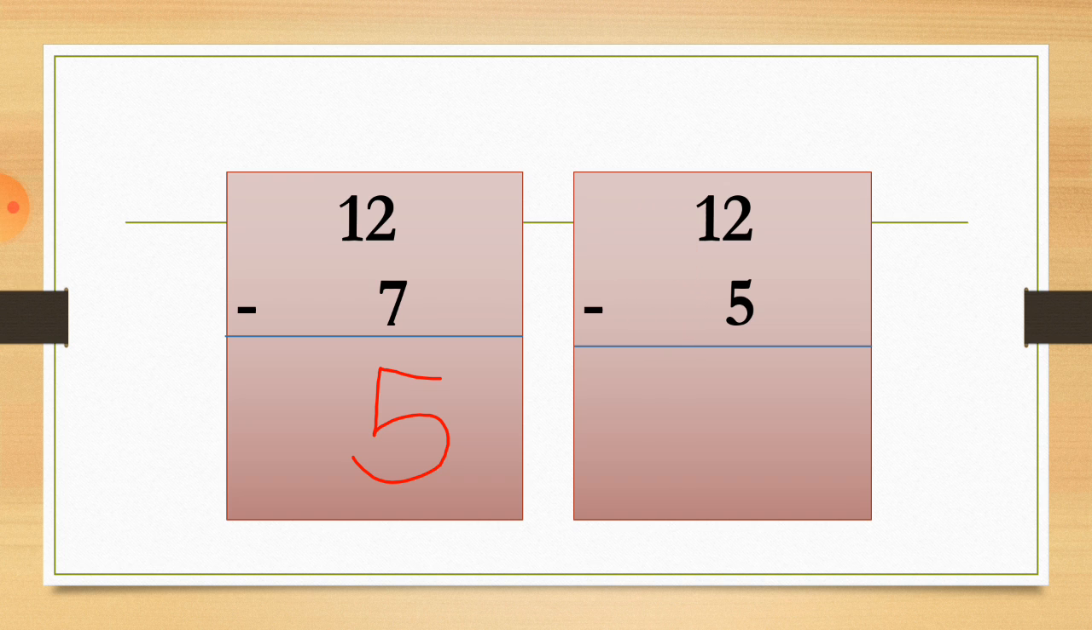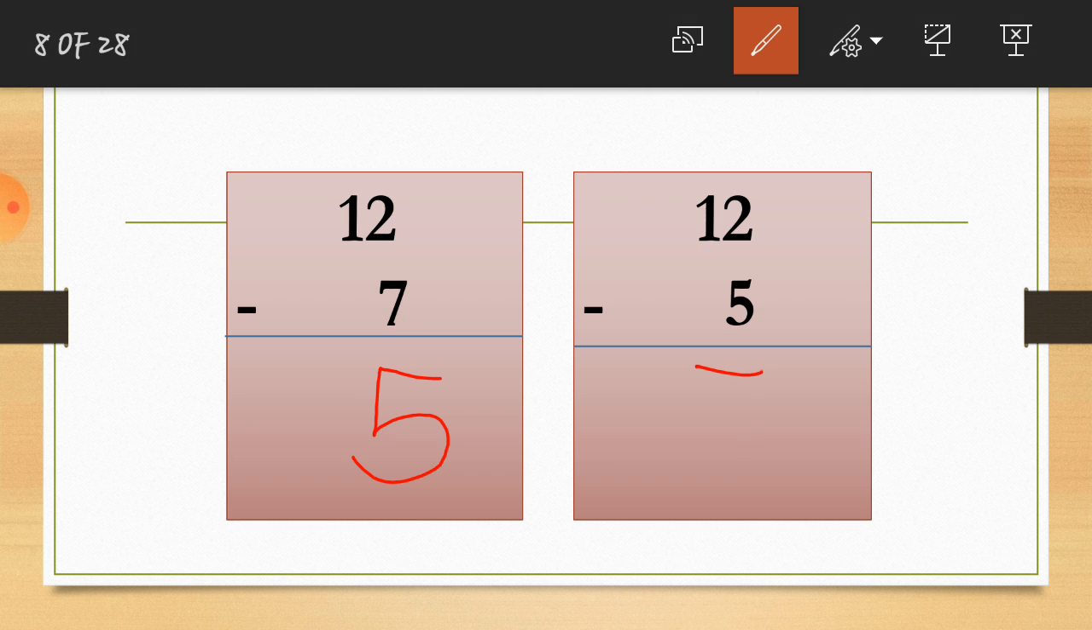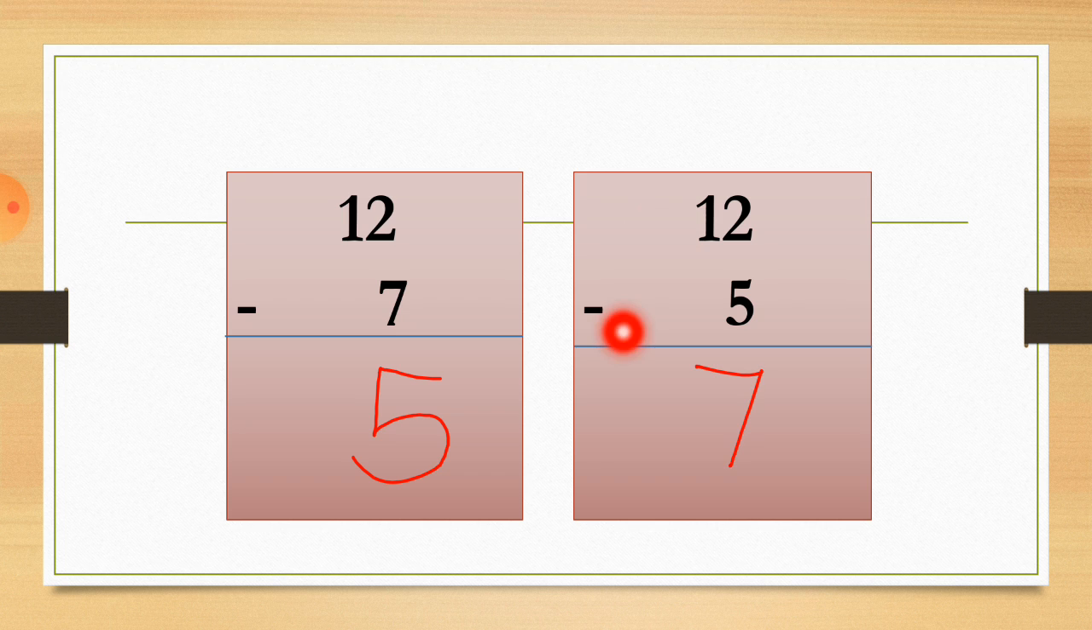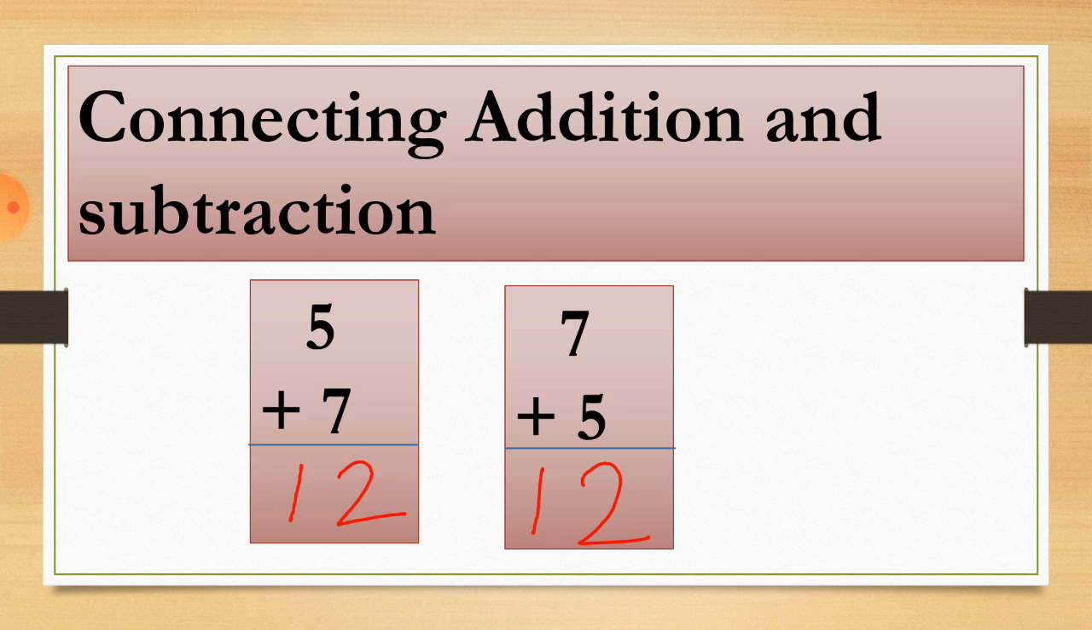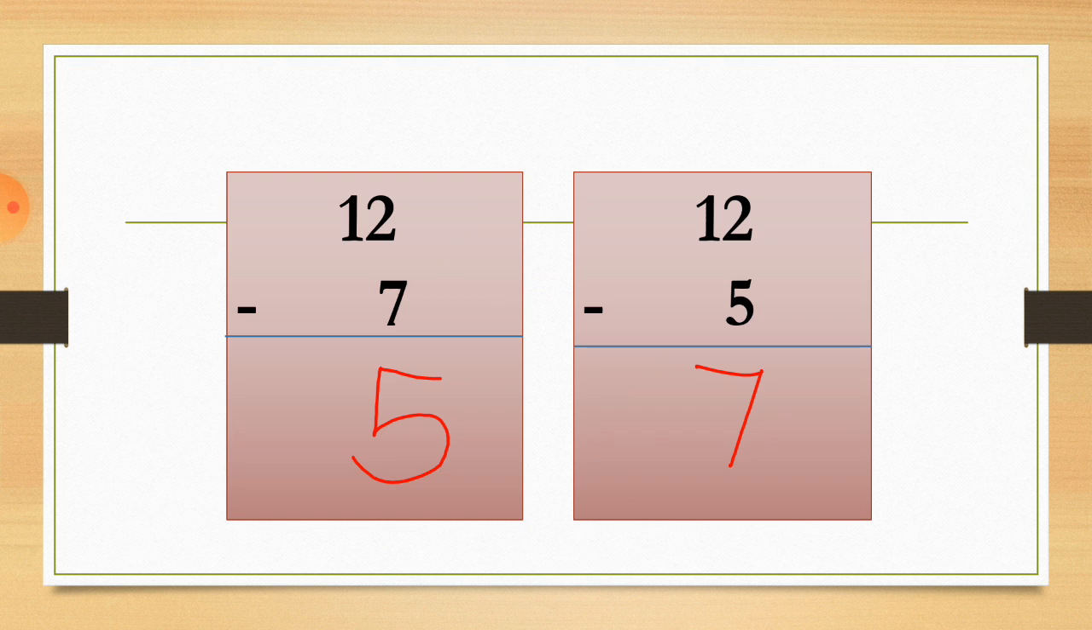So you will get the number 7. So here you can see, here we get the numbers 12, 7 and 5. And here we also have the numbers 12, 5 and 7. Here we also swap the numbers. Here I take 7 first and here I take 5 first. So here we get the answer 5 and here we get the answer 7. So that is the way addition and subtraction are connected when the number family is there.